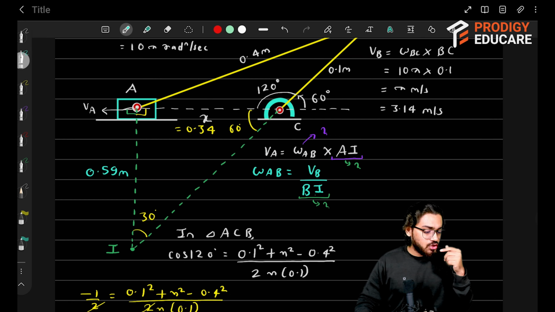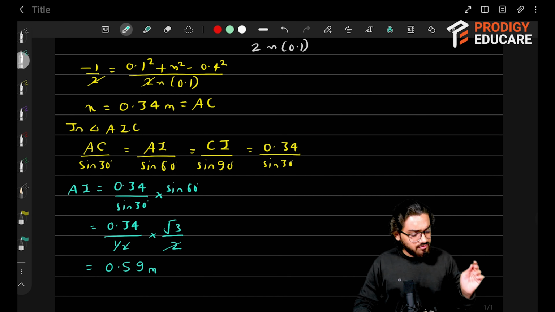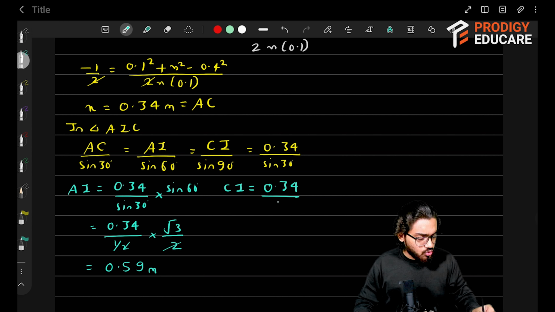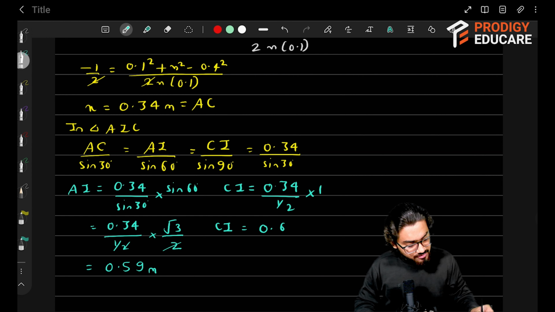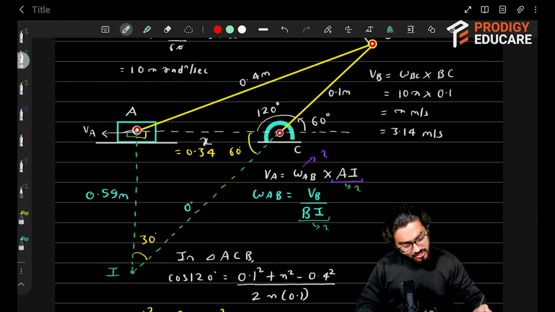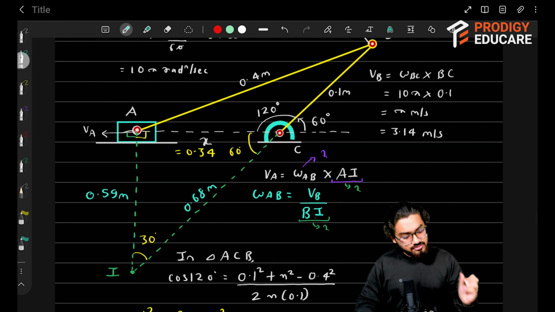Then I need to evaluate this IC. From the same equation, I can easily evaluate CI, which is going to be sine 90 into this particular ratio, 0.34 by sine of 30 degree. Sine 90 is anyways 1, so don't need to worry about it. So 0.34 the whole divided by half into 1, which is 2 times 0.34. So CI is simply 0.68 meters.